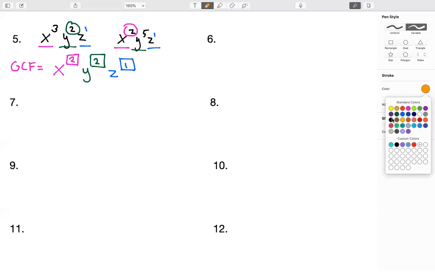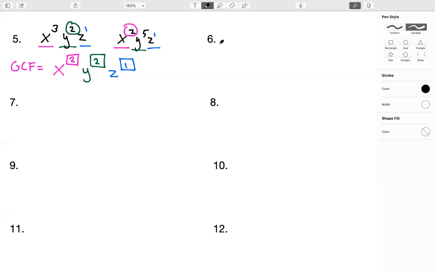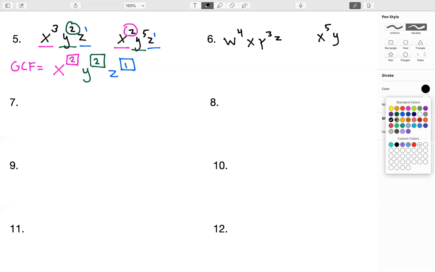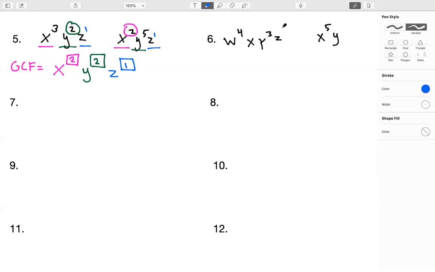Now, I want you to try this next one. It's w to the fourth, x, y to the third, z, and x to the fifth, y. Interesting how I write my y's differently, but whatever. Try and find the GCF of these two terms the way I did.